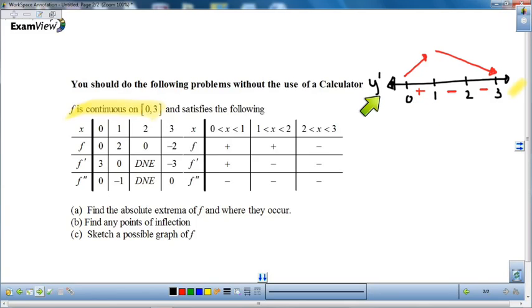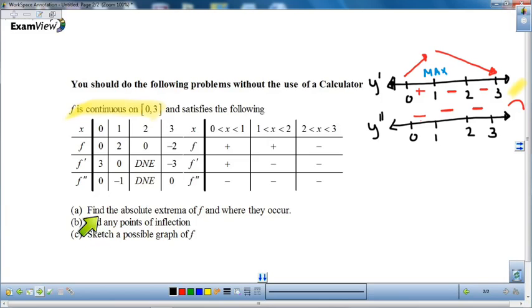So I'm going to do the same thing with the second derivative. I'm going to draw a graph and put the intervals that I was given. Notice from 0 to 1, my second derivative is negative. From 1 to 2, my second derivative is negative. And from 2 to 3, my second derivative is negative. So that means it's all concave down. It's not going to be concave up, so that means it's not going to have any points of inflection. So let's go ahead and answer the first question.